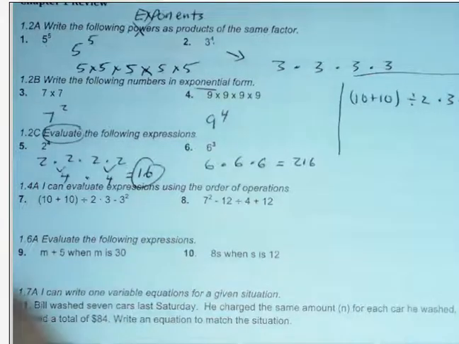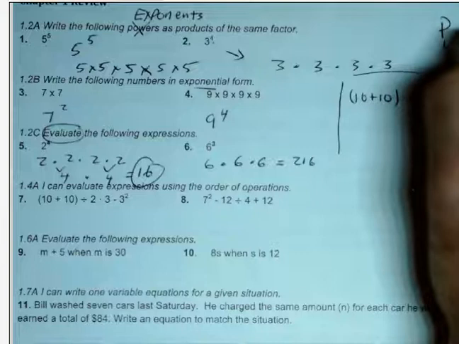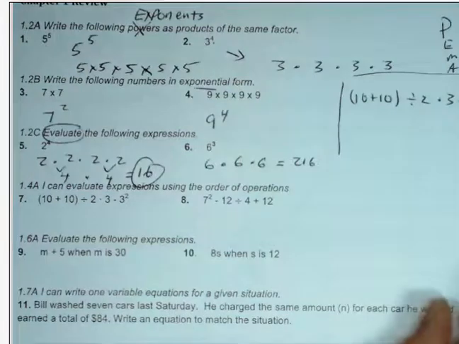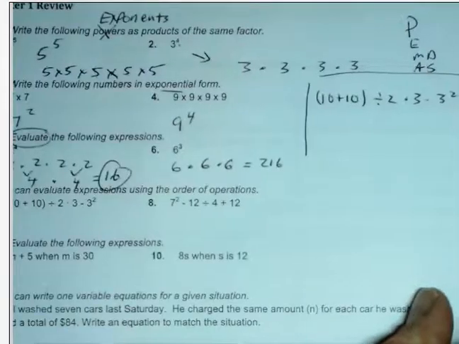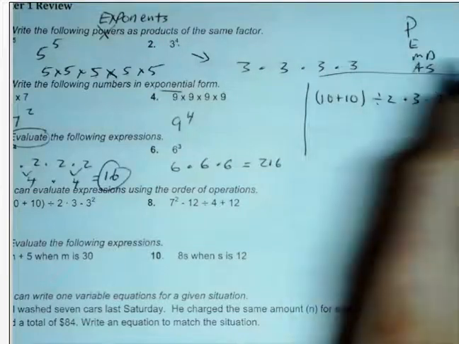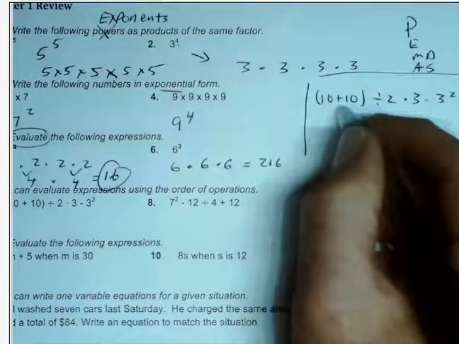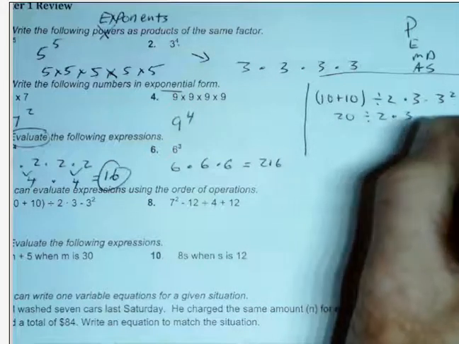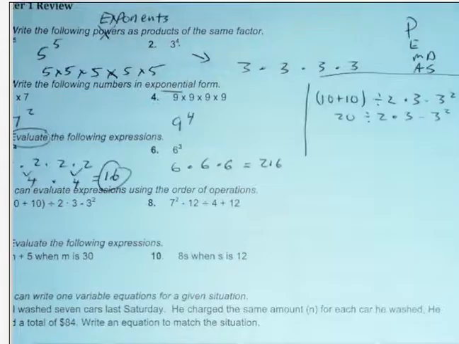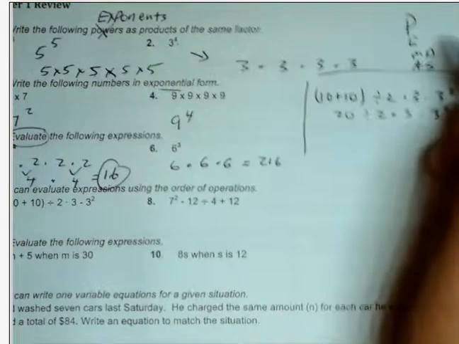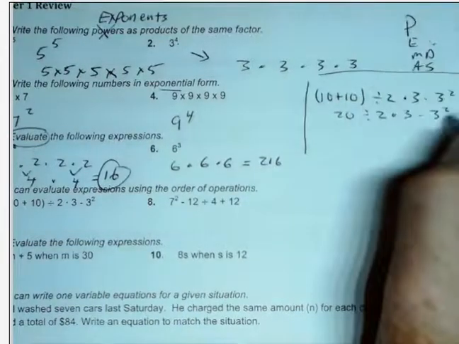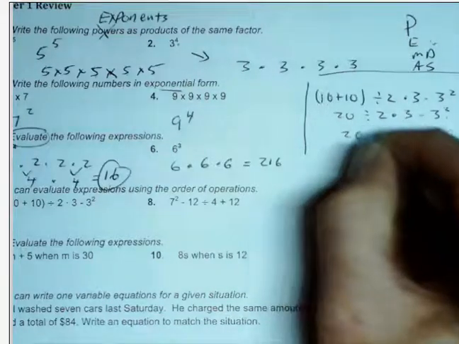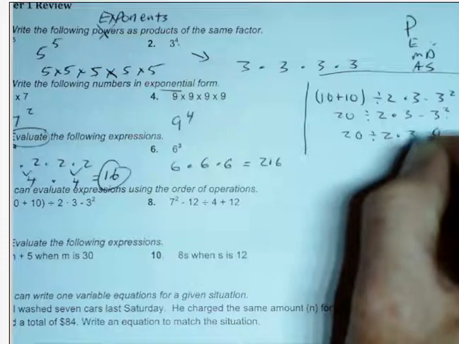All right, step by step. Here's PEMDAS: P-E-M-D-A-S. Remember, multiplication and division come in the order in which they arrive, left to right. First come, first served. So we have to do the parentheses first. So this is 20 divided by 2 times 3 minus 3 squared. Now I have to do my exponents. There's the exponent right here, so that's 3 times 3, which is 9. So I'll rewrite everything: 20 divided by 2 times 3 minus 9.